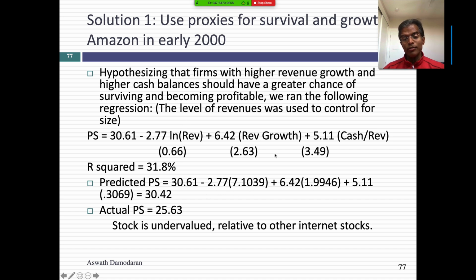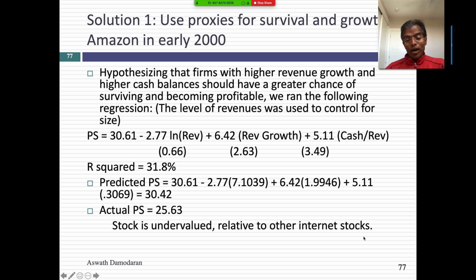Log of Amazon's revenues, Amazon's growth rate was 199%, and Amazon's cash as a percent of revenues was 30.69%. I got a predicted price to sales ratio for Amazon of 30.42. You're saying, what am I going to do with that? Amazon's actual price to sales was 25.63. So given its fundamentals and given how the rest of the .com sector is being priced, they should be priced at 30 times revenues. They were actually being priced at 26 times revenues. The stock is underpriced relative to other .com stocks.